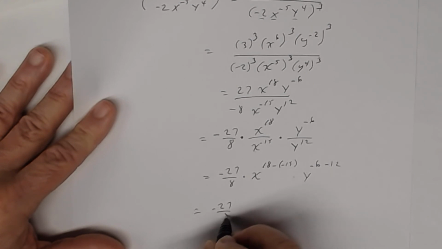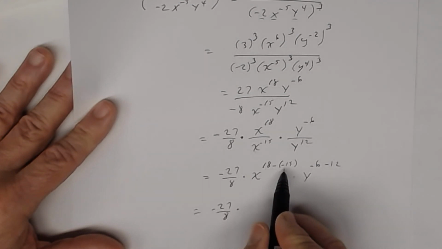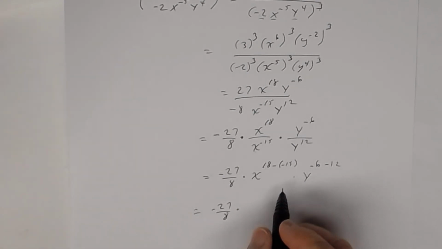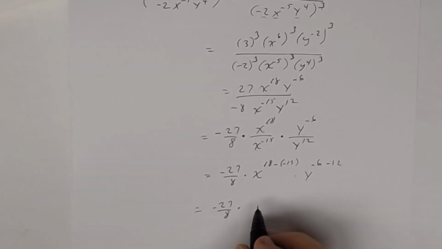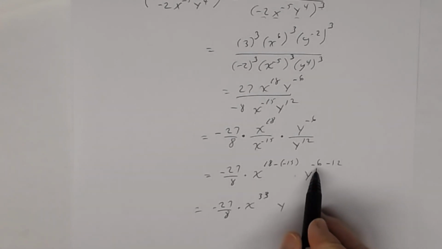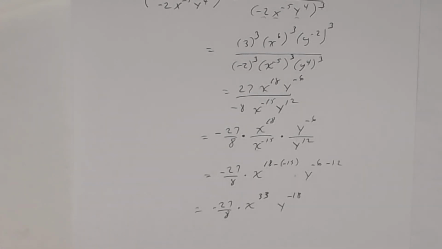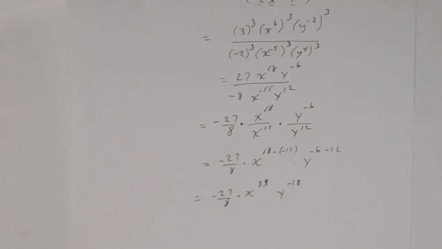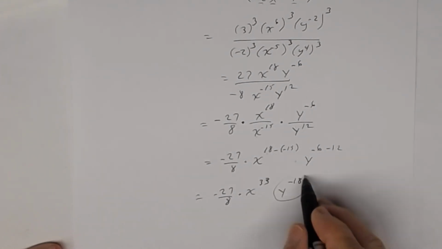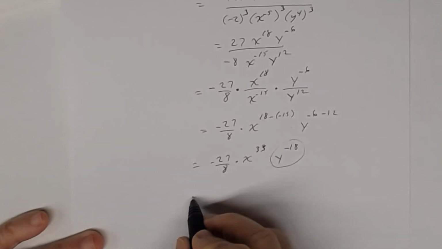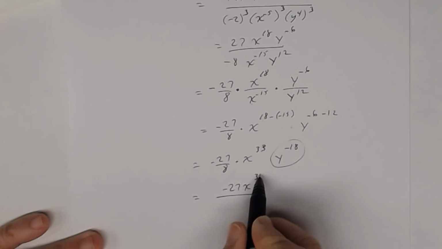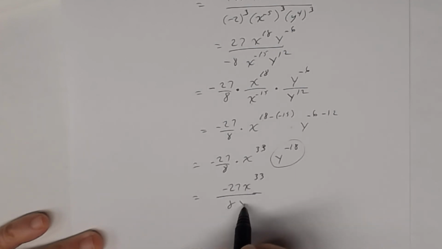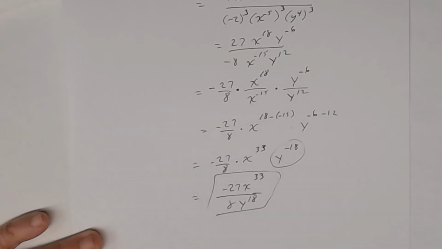So negative 27 divided by 8 times 18, subtract a negative 15 means 18 plus 15. And when you add those two, 18 plus 15, you get x to the 33rd power. And then y, a negative 6 and a negative 12 is a negative 18. So that's where we're at. I have a negative exponent still right here, right? So I need to bring that to the denominator. So in my numerator, I'm going to get negative 27 x to the 33rd power times 8 y to the 18th. And so that's the answer.